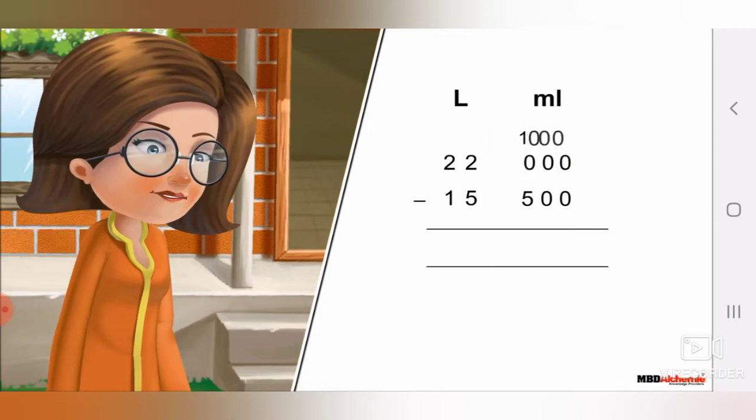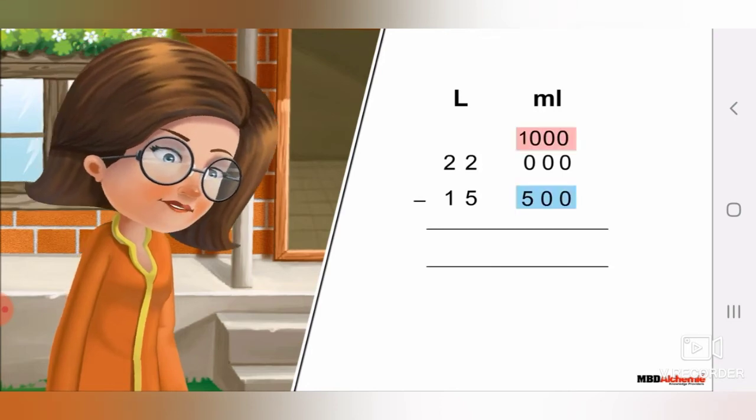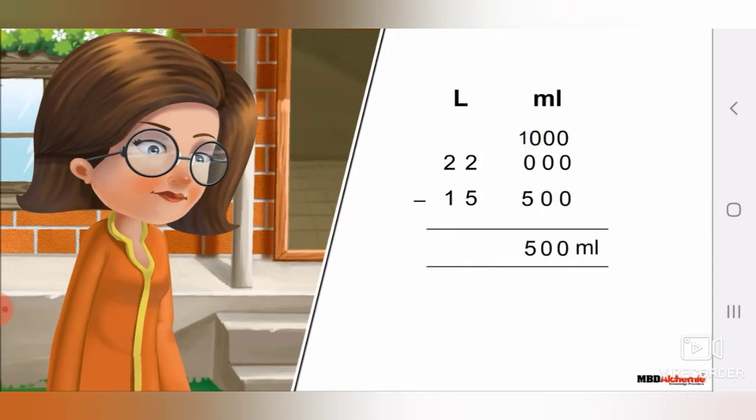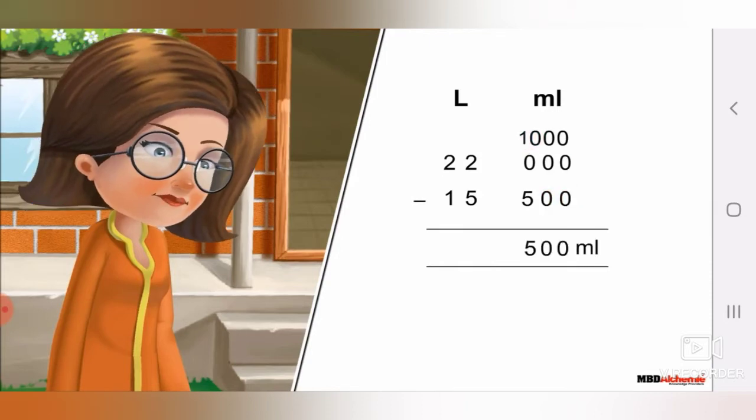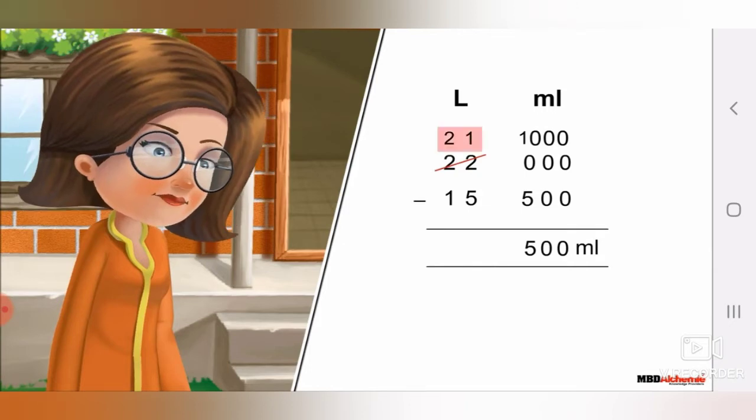So we borrow 1 liter from the liter column, as we know 1 liter is equal to 1000 milliliters. So, 1000 minus 500 is 500 milliliters. Now in the liters column, 22 liters become 21 liters. As we have borrowed 1 liter in the milliliters column, 21 minus 15 is 6 liters. Finally we get the difference as 6 liters 500 milliliters. Now mother said, "So, 6 liters 500 milliliters of water is still required to fill this tub."